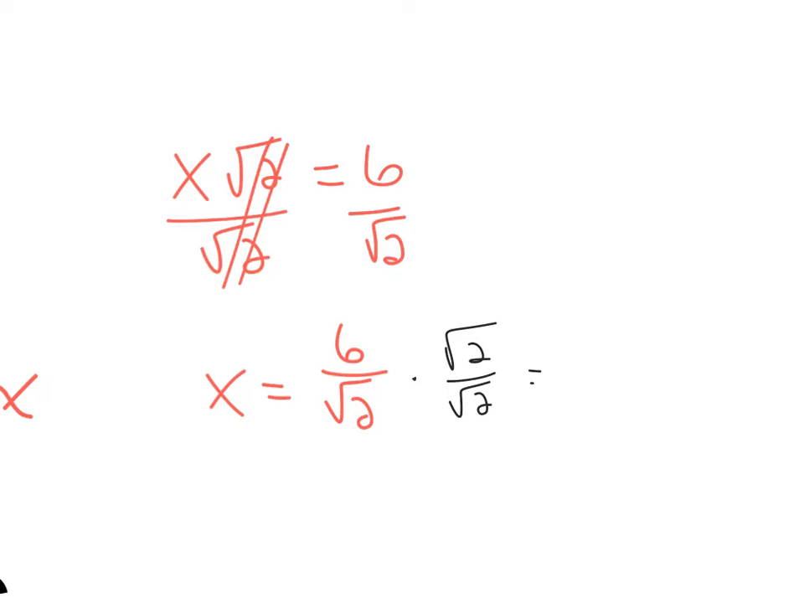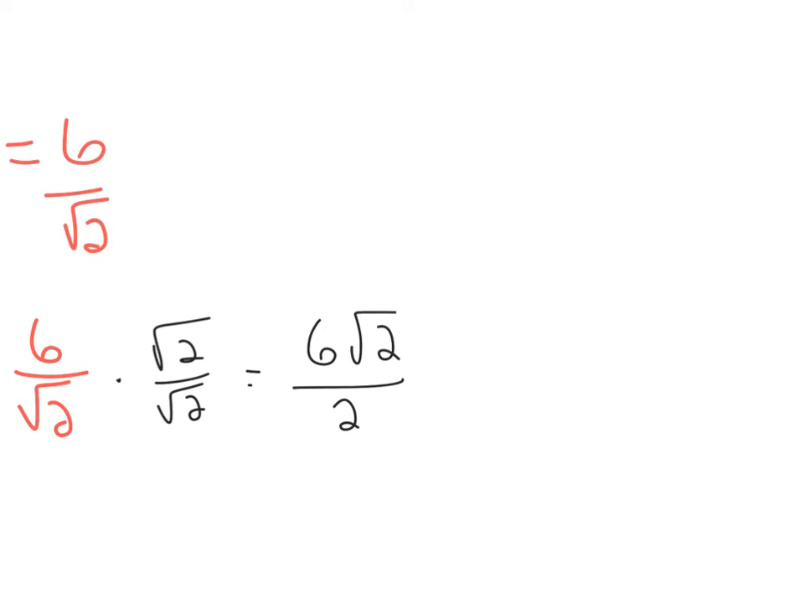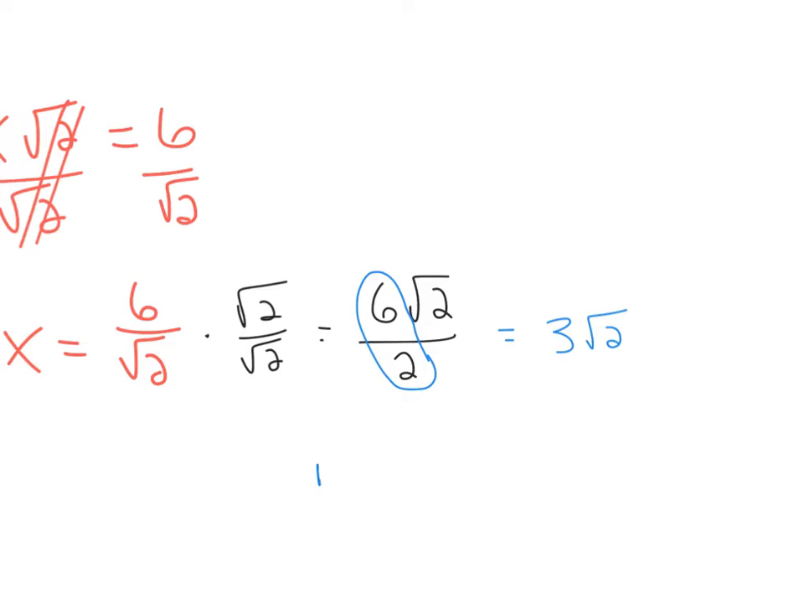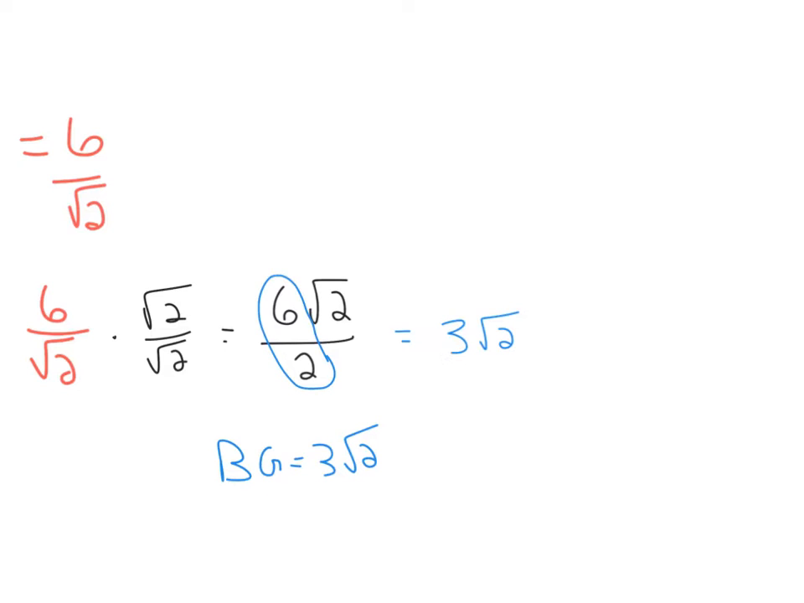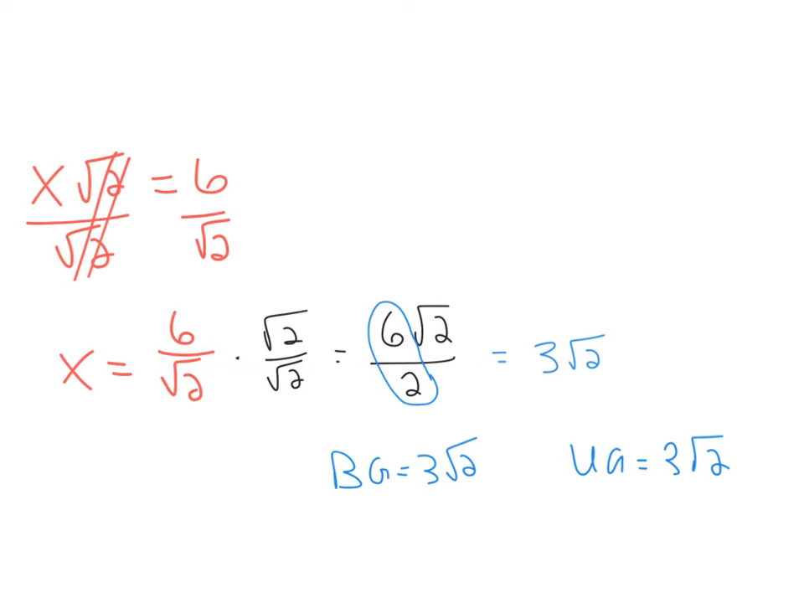6 times the square root of 2 is just 6 square roots of 2. The square root of 2 times the square root of 2 cancels out the square root signs and leaves us with 2. Now, while that technically is x, we want to simplify our answers as much as possible. I can simplify 6 over 2, which is 3, which leaves us with 3 square roots of 2. So that tells me that BG is 3 square roots of 2, and it tells me that UG is 3 square roots of 2. So those can be a little bit tricky. Watch the simplification part when you do this, and everything should work out pretty well.